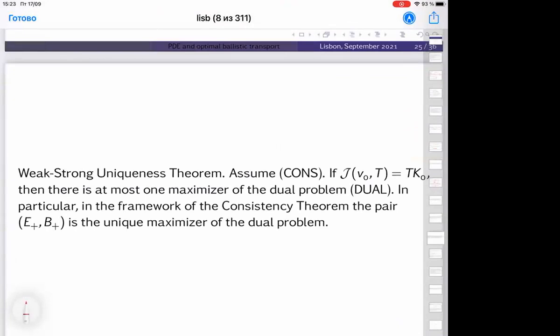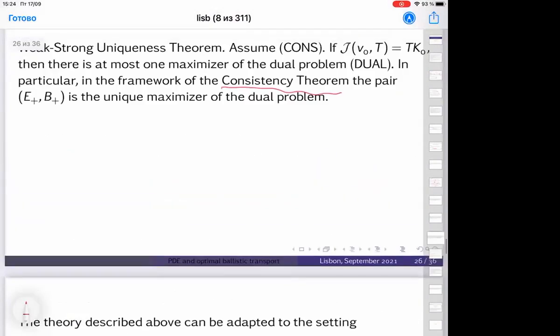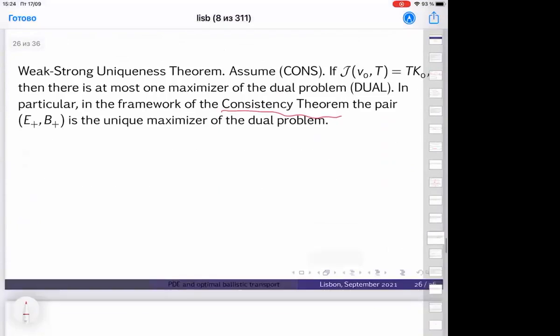So if you have, in the framework of the first consistency theorem, a strong solution on a not very big time interval, then the dual problem has only one solution, which is generated by the strong solution in some unambiguous way, and you don't have any other solution of the dual problem in spite of it looking quite dangerous. So you can prove that the dual problem has a unique maximizer in this case. And this is new actually even for Euler. So Jan didn't prove this.